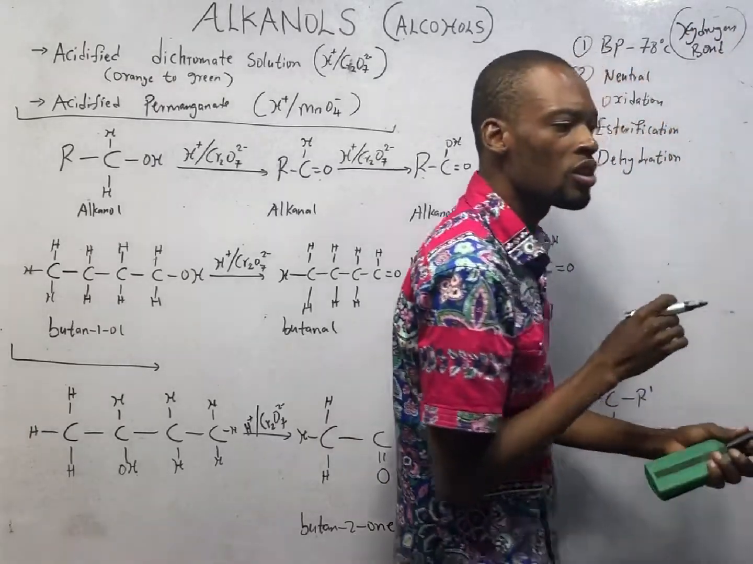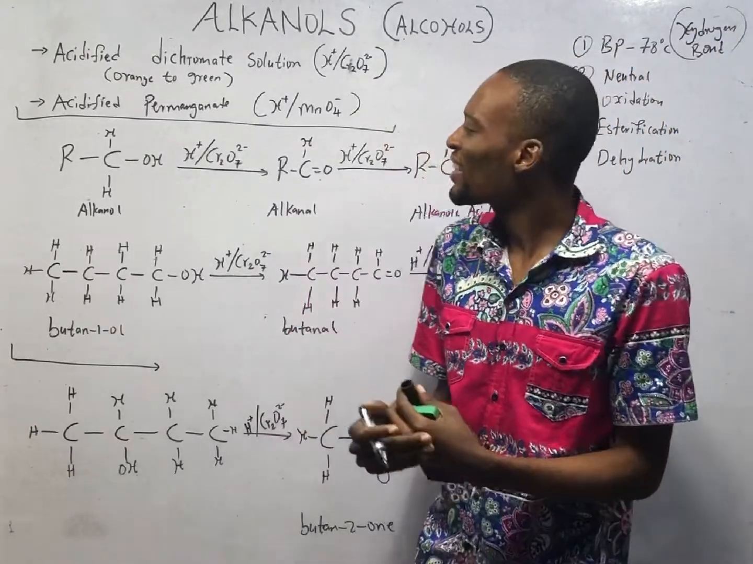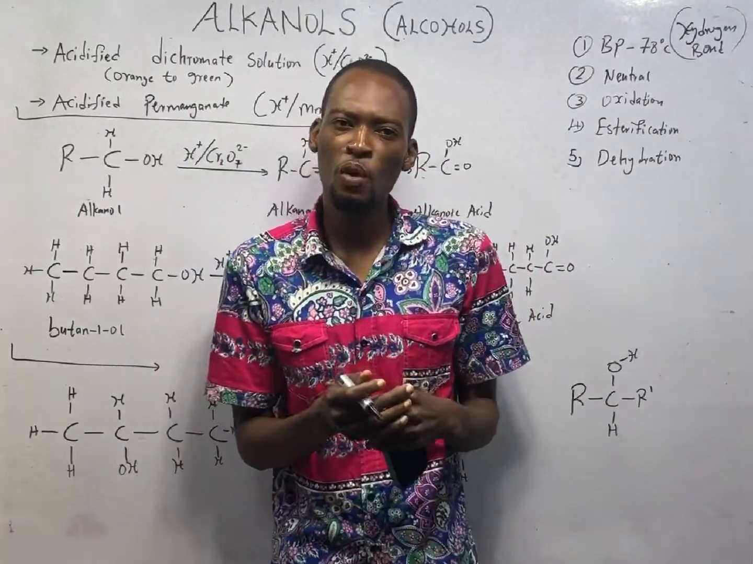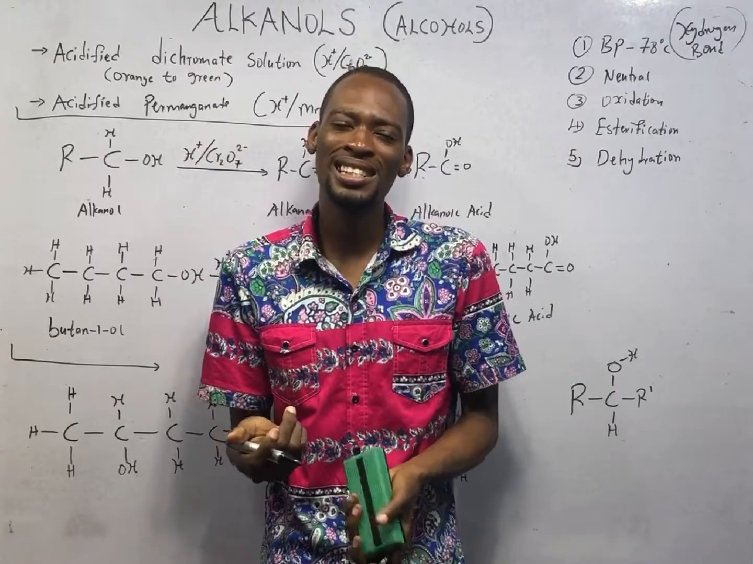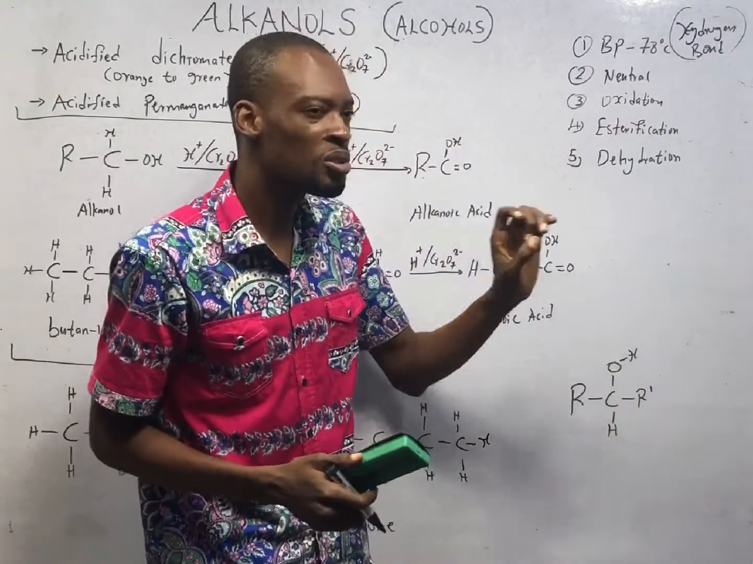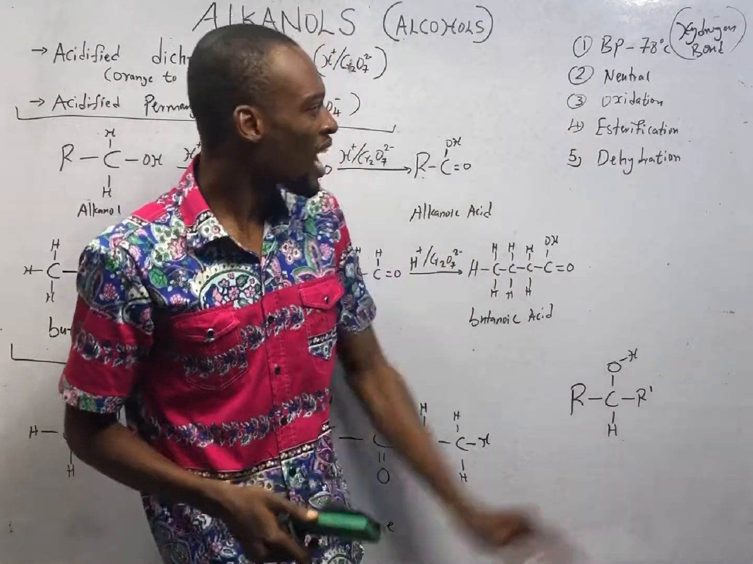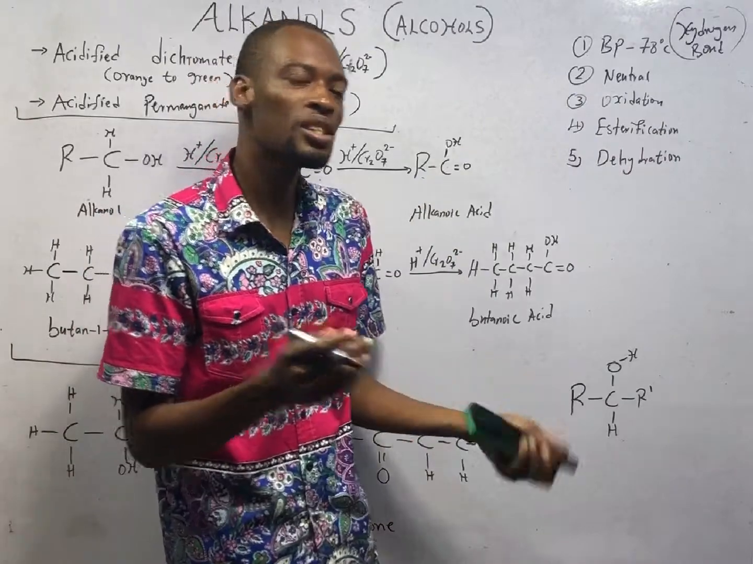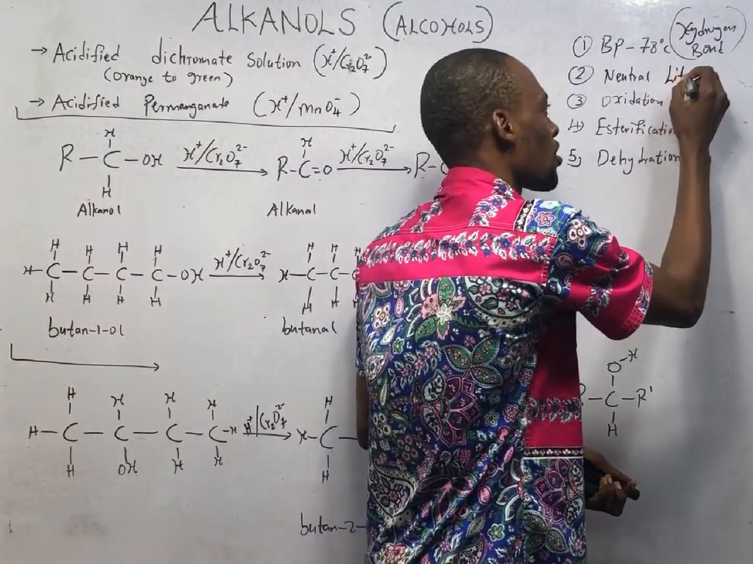In the OH group. So you may be asked, organic compounds generally have low boiling point, but what is the reason for high boiling point in alkanols or in alcohols? It is as a result of the hydrogen bonding. Now, alkanols or alcohols are neutral to litmus.